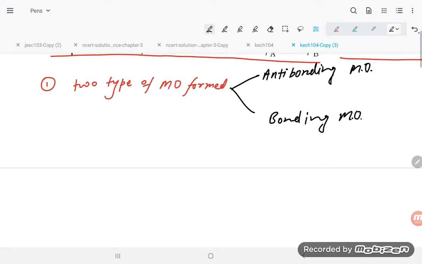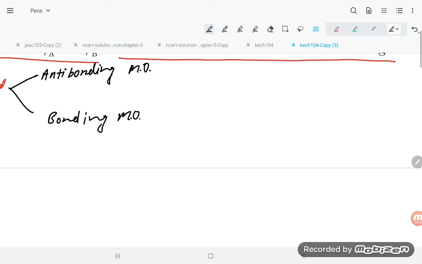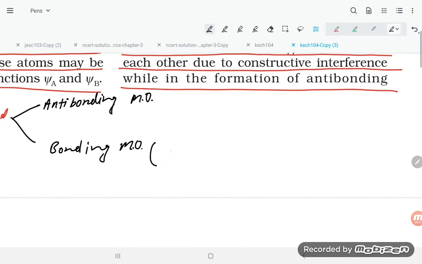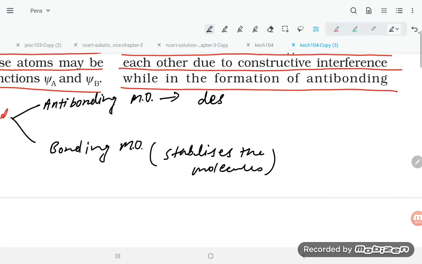Now, if you talk about the bonding molecular orbital, it stabilizes the molecule. And the other point is that the anti-bonding molecular orbital destabilizes the molecule. This is the second point.